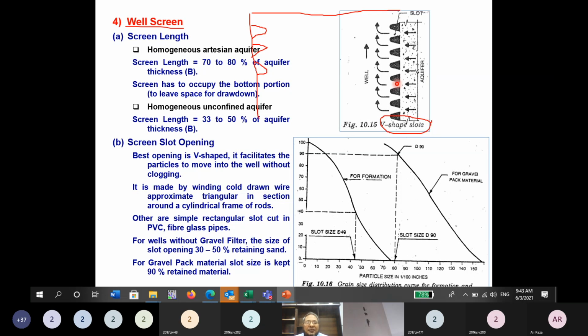And if we are providing a deep well in a rocky formation, what should the slot opening be? 30 to 50% of retaining sand. Suppose this is the retaining sand, then whatever diameter comes at 30 to 50%, we will keep that diameter.